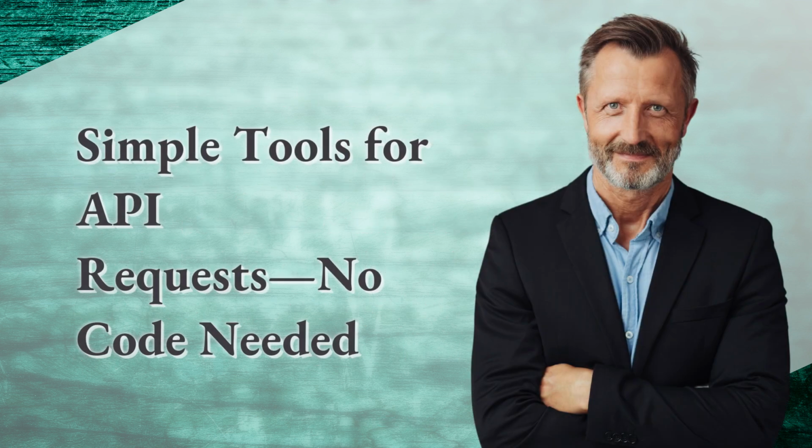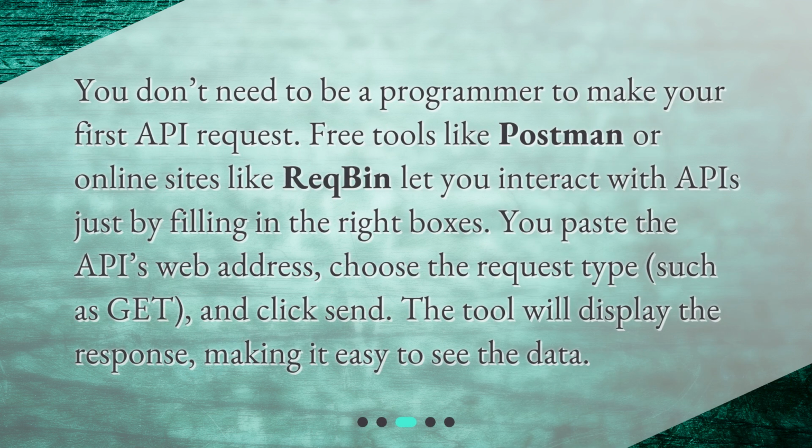Simple tools for API requests. No code needed. You don't need to be a programmer to make your first API request. Free tools like Postman or online sites like ReqBin let you interact with APIs just by filling in the right boxes. You paste the API's web address, choose the request type, such as GET, and click Send. The tool will display the response, making it easy to see the data.